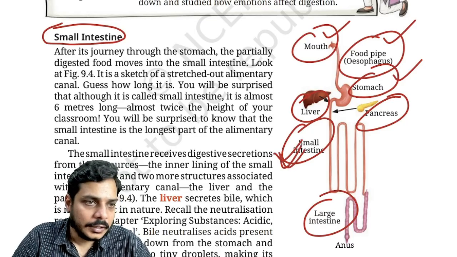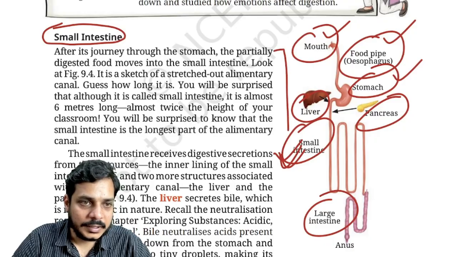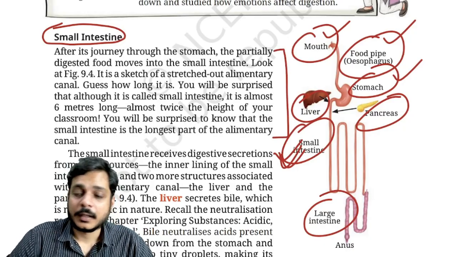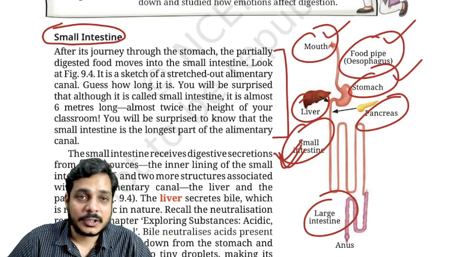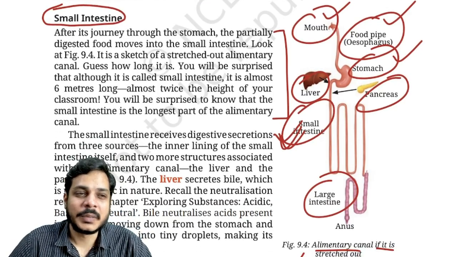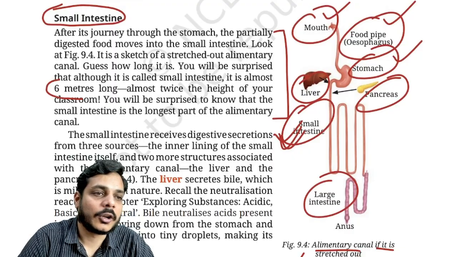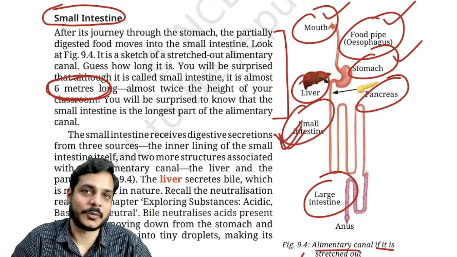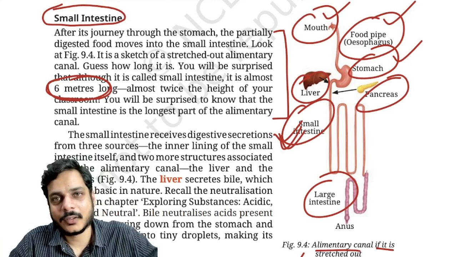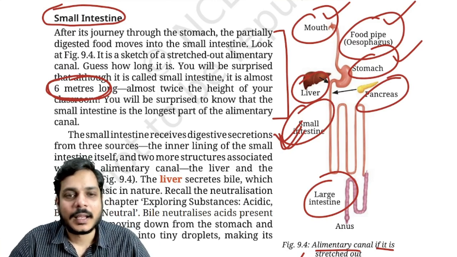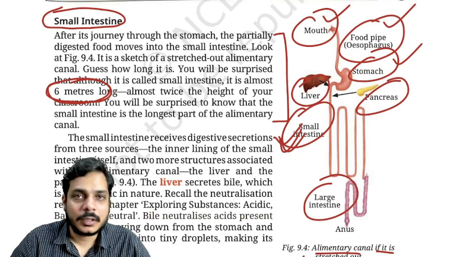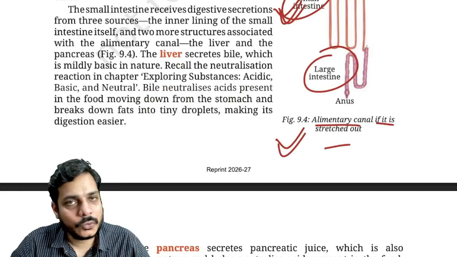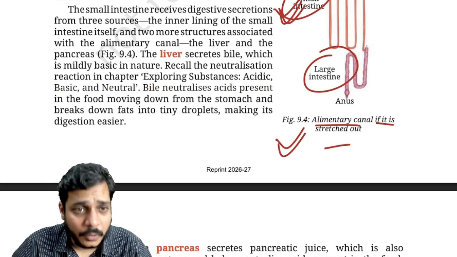So after its journey, here you will have all of these things. There is one thing that you will be surprised to know: the small intestine is actually 6 meters long. Probably the room that you're sitting in, it is twice the height of that room. Normally 3 meters is the height of the room, that is around 10 feet, and you will find that it is larger than that. Now let us see whether it has some kind of digestive juice or secretions at this point of the alimentary canal.